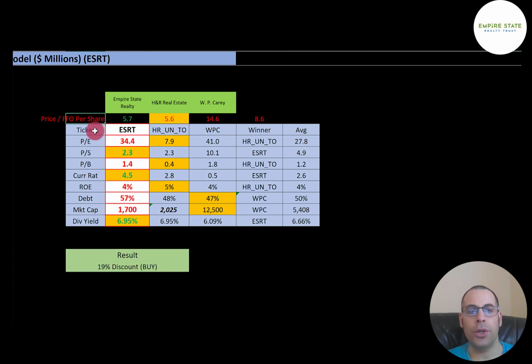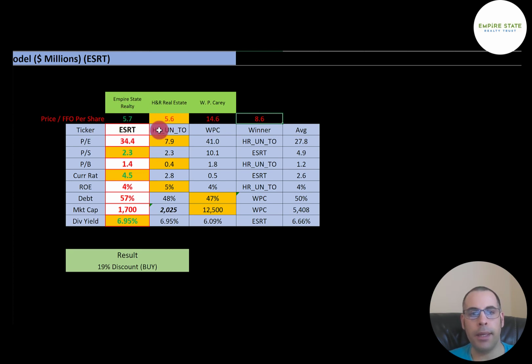So when you look at REITs, you should always look at funds from operations per share. Funds from operations is net income plus depreciation and amortization minus the gains on sales of real estate. And this line is price of stock over funds from operations per share. I like to see below 15. The average in the industry is 8.6. Empire is doing really well at 5.7. H&R is even better at 5.6. Both of them have really good price over funds from operations per share.